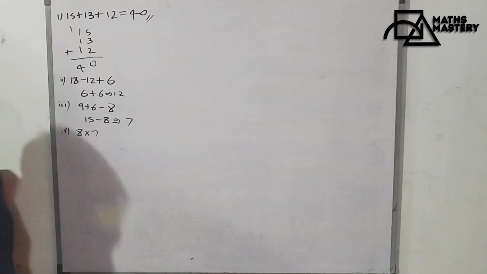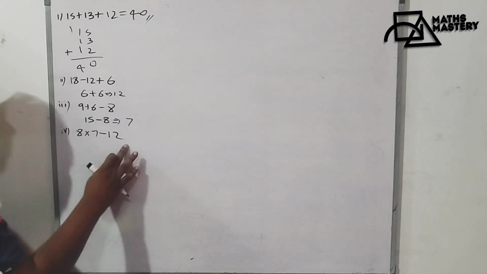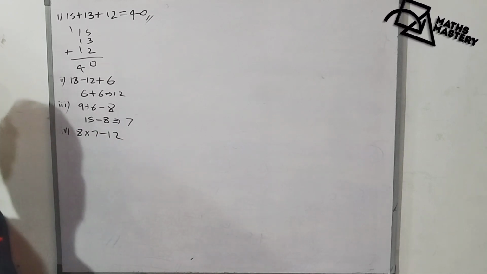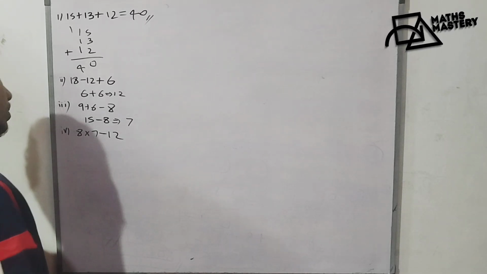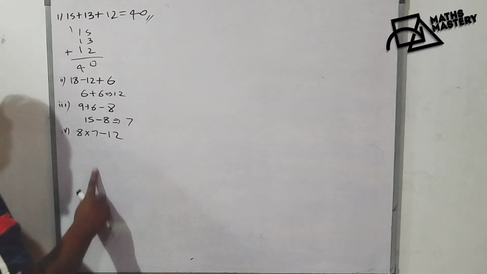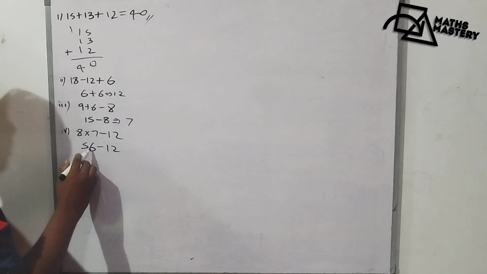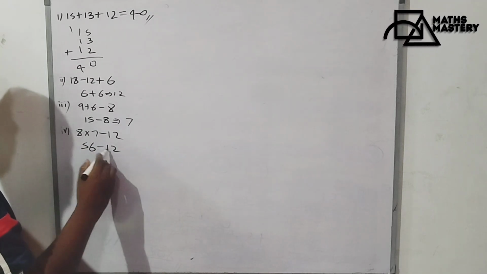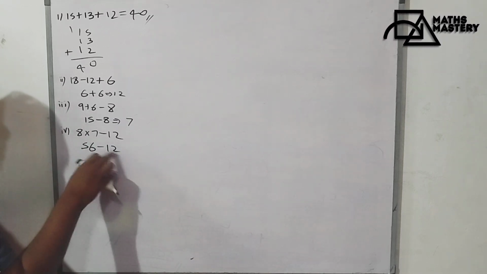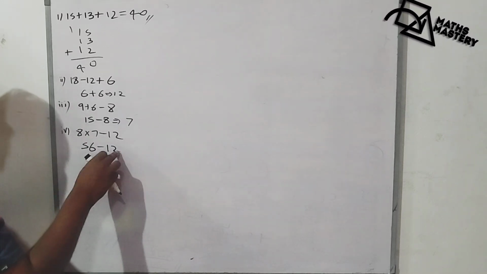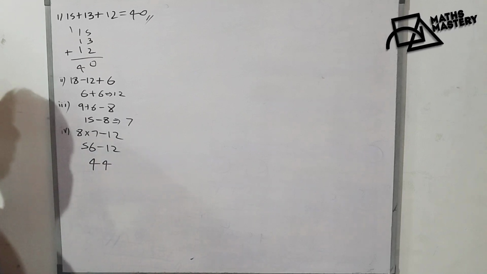8 times 7 minus 12. So 8 times 7, we already know. The answer is 56, since 7 times 7 is 49 and 7 times 8 is 56. 56 you subtract 12. So see 6 minus 2 it's 4, 5 minus 1 it's 4. So you can subtract like this: 6 minus 2, the ones place subtracted by the ones place, the tens place subtracted by the tens place.